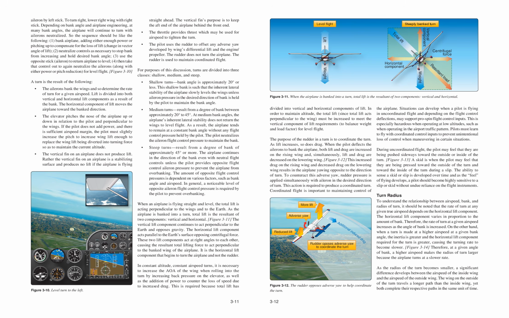Situations can develop when a pilot is flying in uncoordinated flight and, depending on the flight control deflections, may support pro-spin flight control inputs. This is especially hazardous when operating at low altitudes, such as when operating in the airport traffic pattern. Pilots must learn to fly with coordinated control inputs to prevent unintentional loss of control when maneuvering in certain situations. During uncoordinated flight, the pilot may feel that they are being pushed sideways toward the outside or inside of the turn. Figure 3-13.